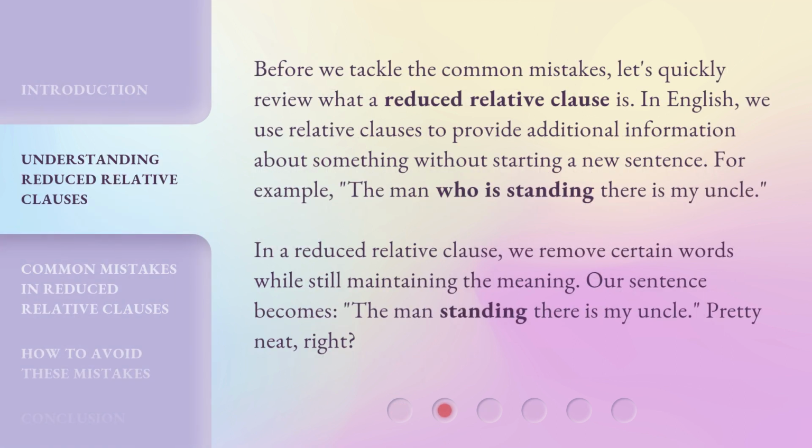Before we tackle the common mistakes, let's quickly review what a reduced relative clause is. In English, we use relative clauses to provide additional information about something without starting a new sentence. For example, the man who is standing there is my uncle. In a reduced relative clause, we remove certain words while still maintaining the meaning. Our sentence becomes, the man standing there is my uncle. Pretty neat, right?